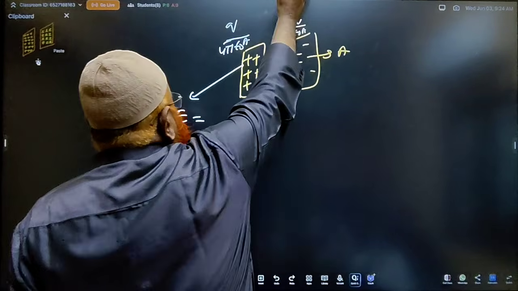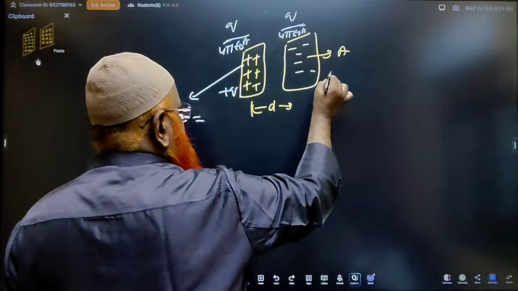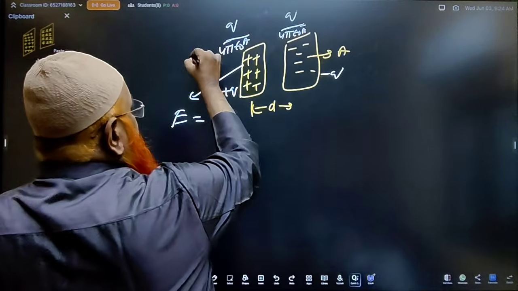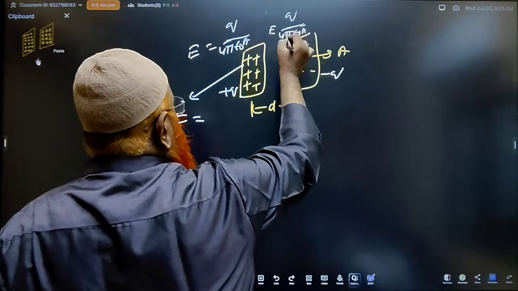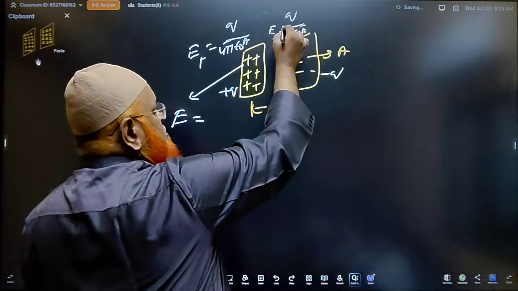Just keep Q here, because the total charge is taken as Q. Here positive charge, here negative charge. So for this plate, this is the electric field intensity. And for the other plate which is negative, this is for the positive plate, that is for the negative plate. Understood? Electric field intensity because of the negative plate.